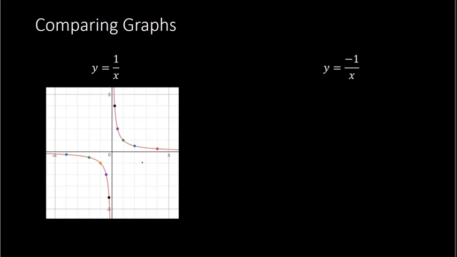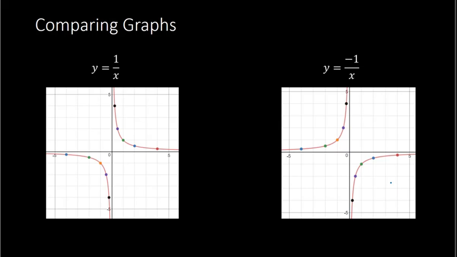Now what if you had -1 over x? What you would get is the hyperbola is flipped. So instead of being in the first and the third quadrant, the top right and bottom left, now it's in the second and fourth quadrant, in the top left and bottom right. All right, so it's still a hyperbola, it just moved over to different parts of the graph. So the graphing part of this was just kind of a side note, something kind of interesting.